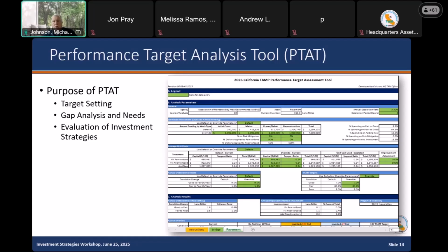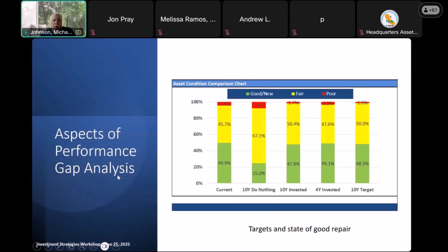But this single tool basically is doing all three of these things, or can be used for all three of these things, which is why we think it's a simple tool, but it's fairly effective. One of the outcomes of the performance targeting analysis tool is the gap analysis, and we present it both in terms of dollars, performance, quantities, lane miles of pavement, square feet of bridge, as well as percent of the inventory. And this graph is showing the various analysis that the performance targeting analysis tool does.